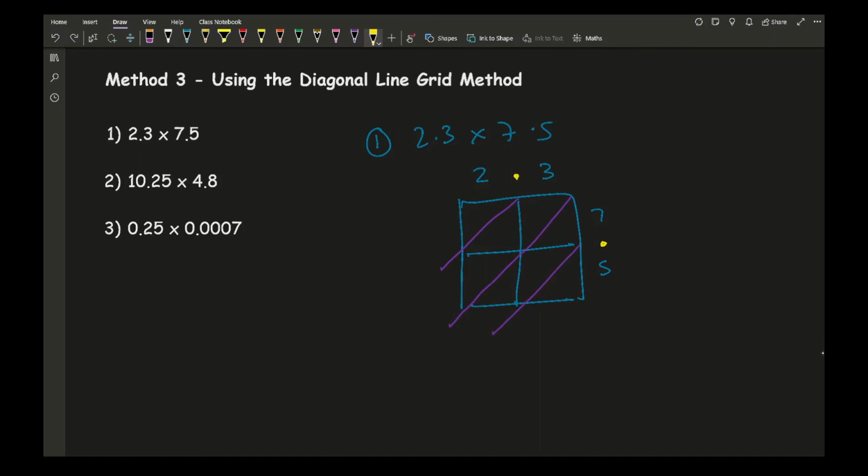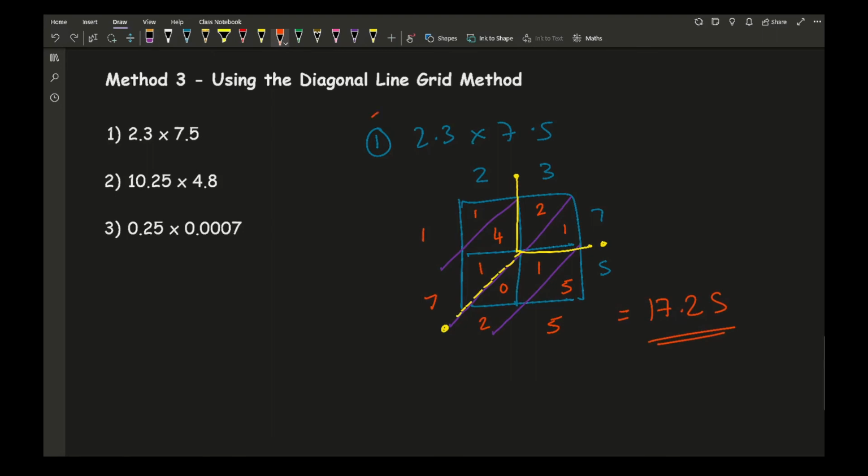And if you wanted to, you could work out where your decimal points are going to go. So my decimal point is going to go here. And the next thing I need to do is do the multiplying. So I've got 3 times 7 is 21, 15, 14, and 10. And then 5, 2, 7, and 1. And that will give me an answer of 17.25. And there is my final answer.